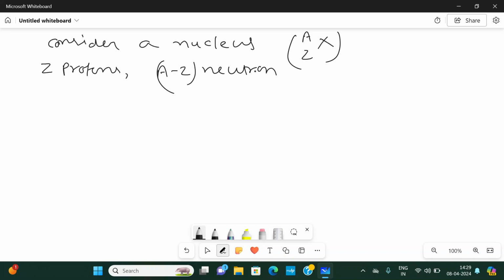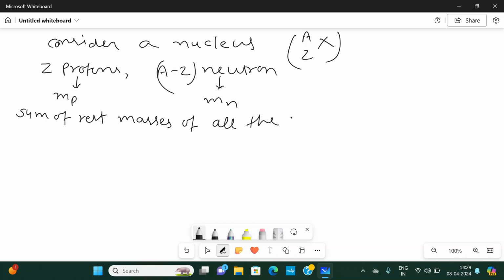We need the number of nucleons here to find out the sum of rest masses of nucleons. So Z protons, and a proton has mass equal to mp and a neutron has mass equal to mn. Then the sum of rest masses of all the nucleons is equal to Z times mp plus A minus Z times mn. So this is the sum of rest masses of all the nucleons.